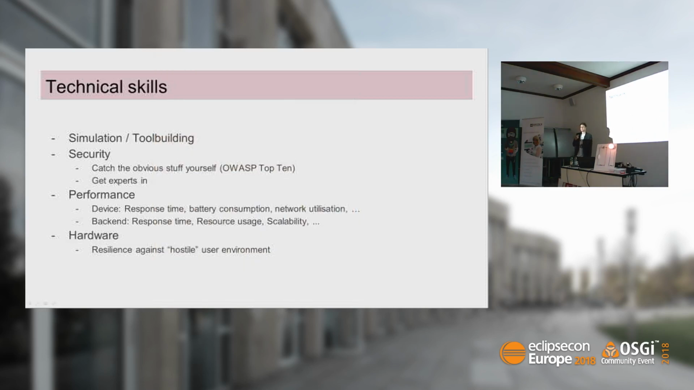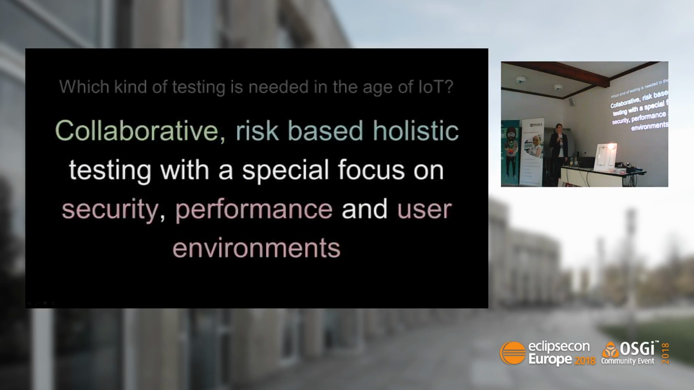So, which kind of skills do we need? To sum this up a bit, I think what we need in testing IoT is collaborative, risk-based, holistic testing, kind of a buzzword bingo, I know, with a special focus on security, performance, and user environments. This should cover the basis. If you know how to test for that stuff, you may end up with a product that your users actually like, that's actually usable, and that they come back to get more of.